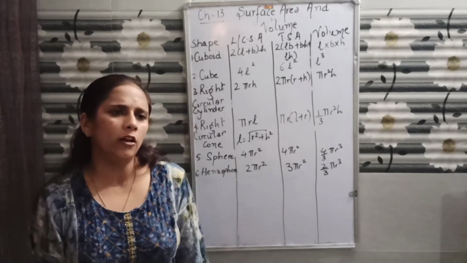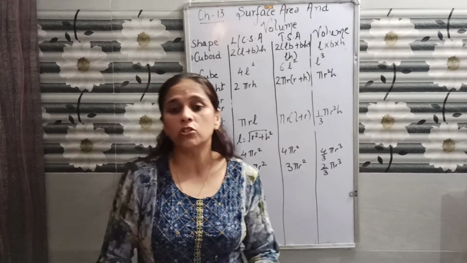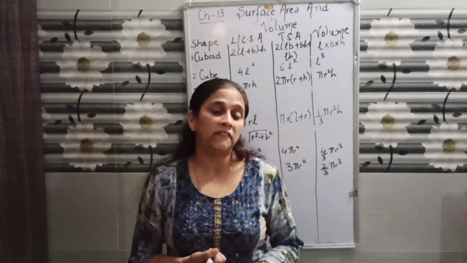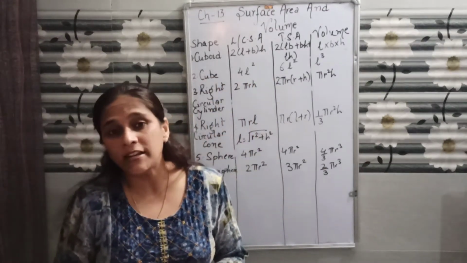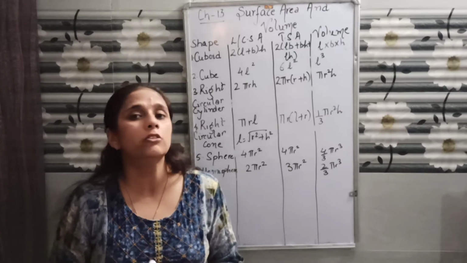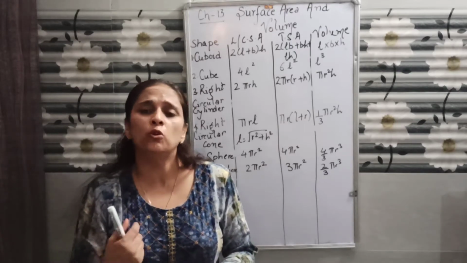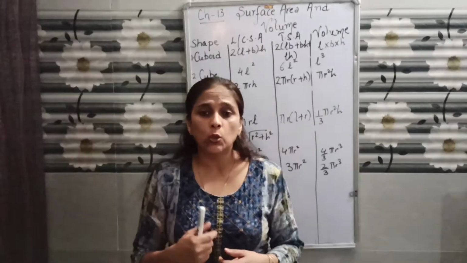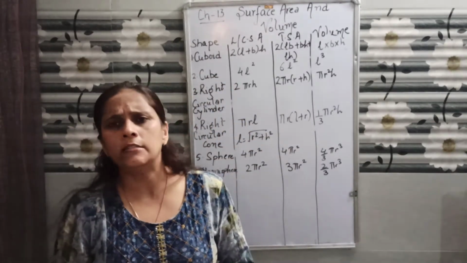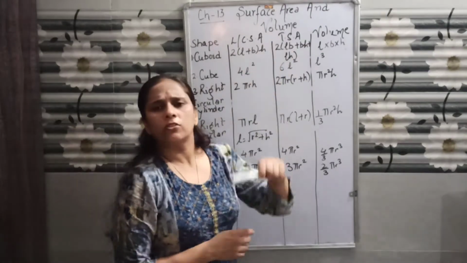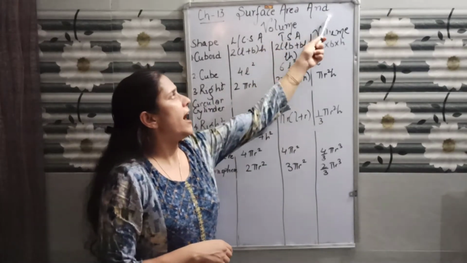First of all, I will tell you what we mean by a solid. Any object that has a definite shape and size and occupies space in three-dimensional figures is called a solid. For example, cube, cuboid, cylinder, cone, sphere, hemisphere. These all are solids. Now, as the name suggests, surface area and volume.